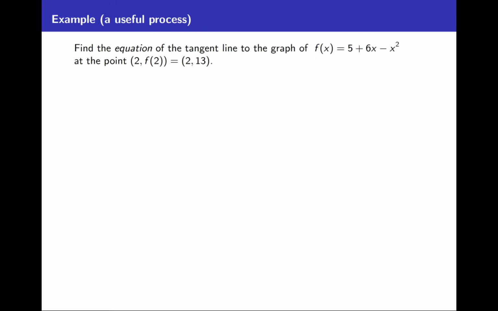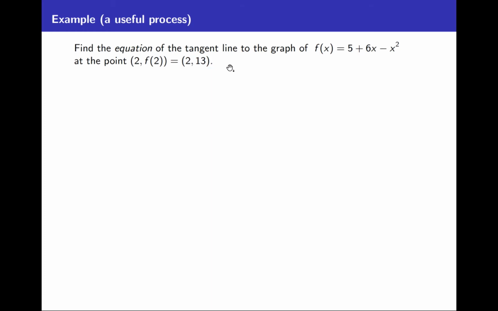In the next example, I'm going to illustrate another useful process that, again, you'll find yourself carrying out in part 4 of the course. Here we want to find the equation of the tangent line to the graph of the function f of x equals 5 plus 6x minus x squared at the point 2, f of 2. And f of 2, if you work it out, is 13. So we're talking about the point 2, 13. So we're not looking for the slope of the tangent line, but the actual equation of the tangent line.